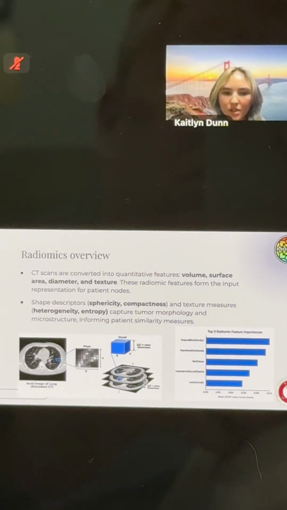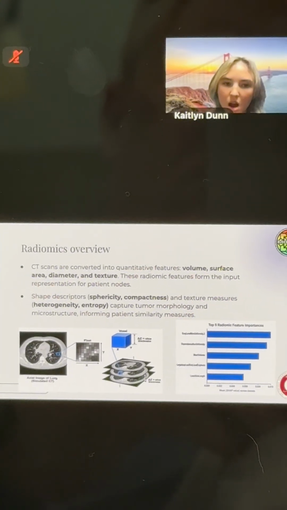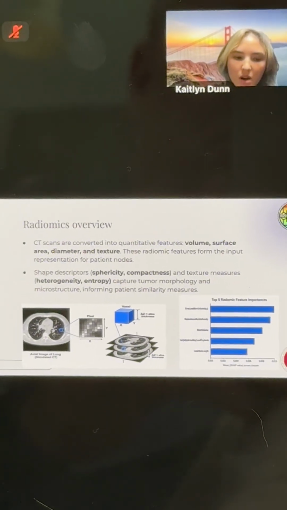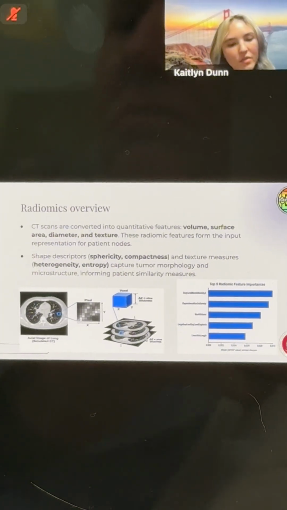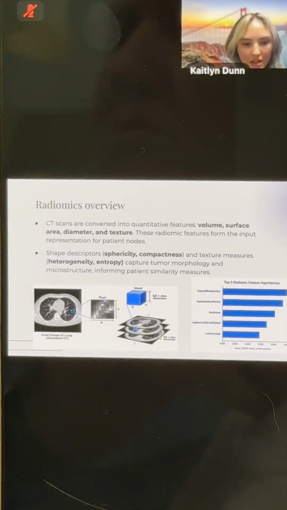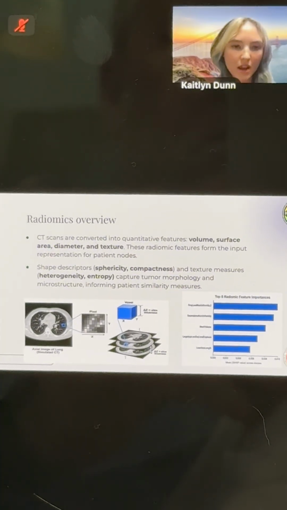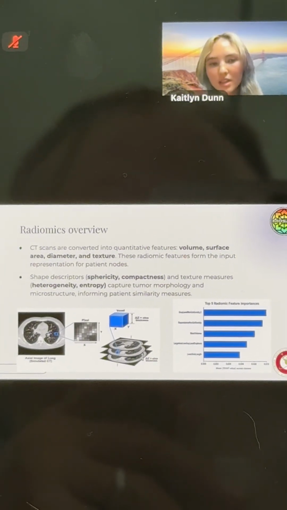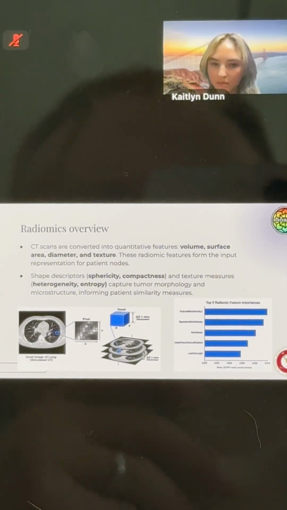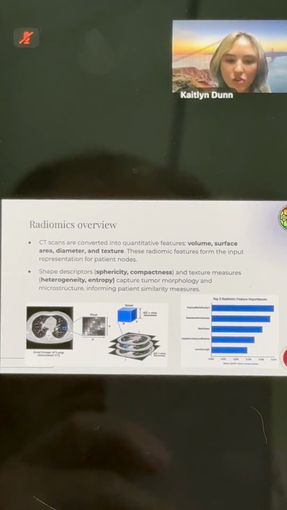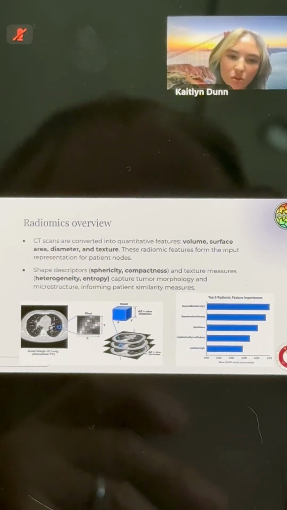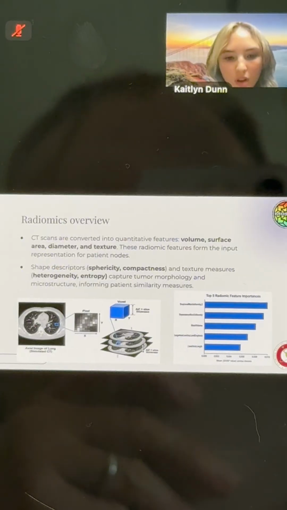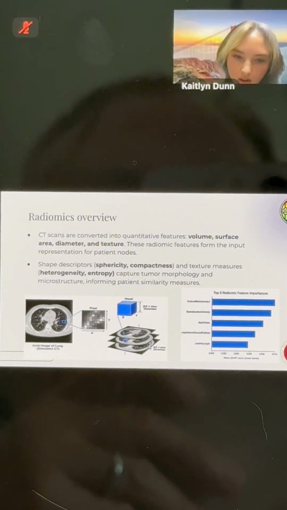So just a quick overview of what radiomics are and how they're extracted. They're taken from images of lung cancers, and these are typically on a CT scan. They are stacked, and using this stacked image technique, we're able to extract a two-dimensional pixel into a three-dimensional pixel, which is called a voxel.